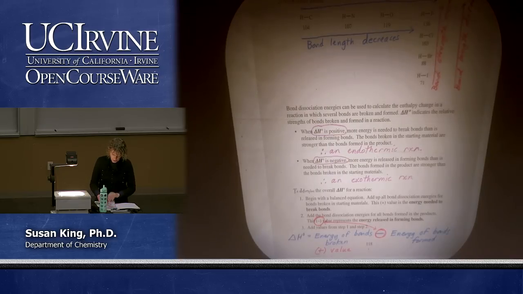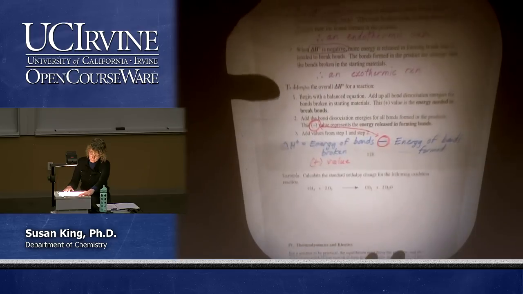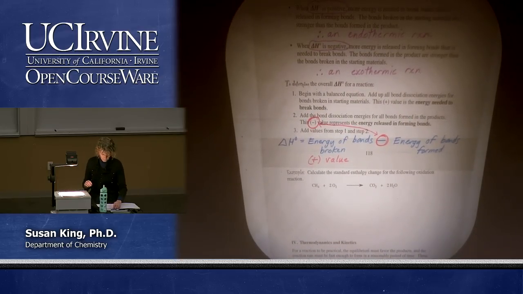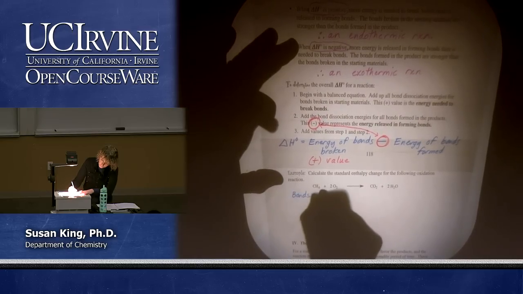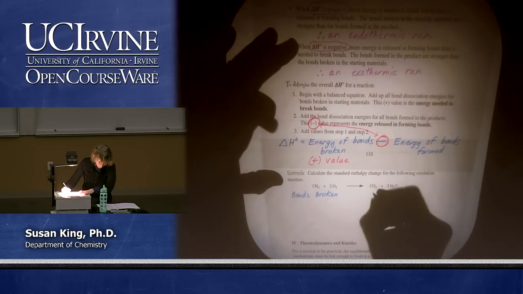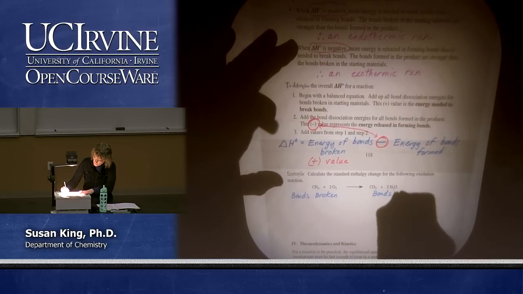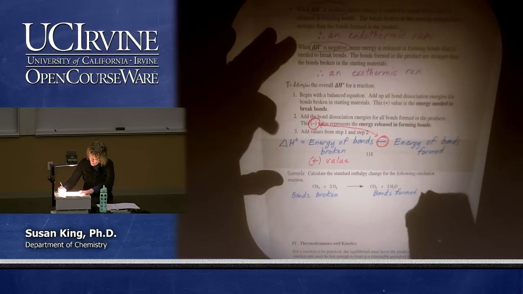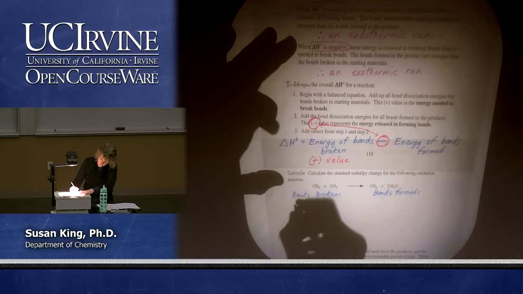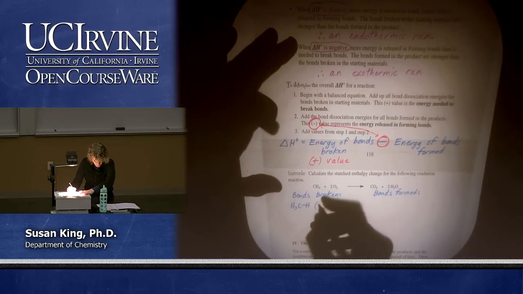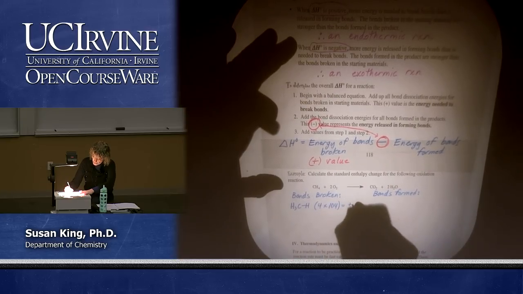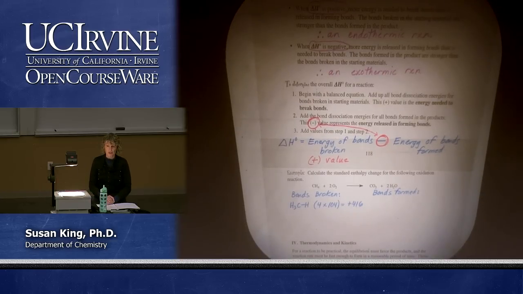All right, so let's do an example here. Calculate the standard enthalpy change for the following oxidation. We're breaking four carbon-hydrogen bonds, aren't we? So I'm going to do bonds broken here on the left, and then I'm going to do bonds formed on the right. Each of these carbon-hydrogen bonds is worth 104, so this is 4 times 104, and that's equal to plus 416. We're breaking bonds, we need to put in energy, so that's a positive number.